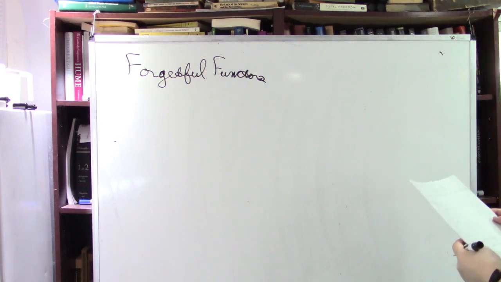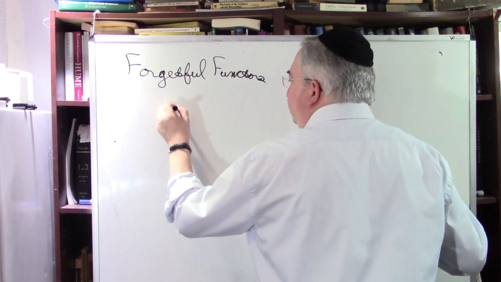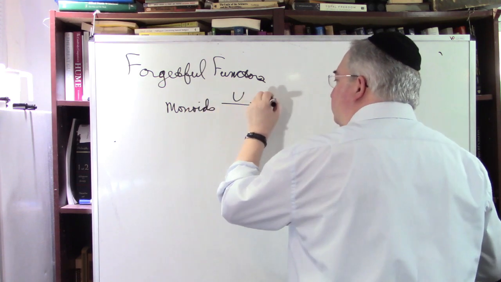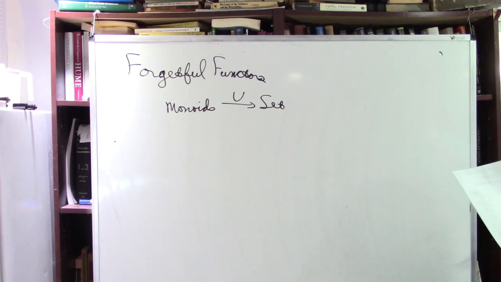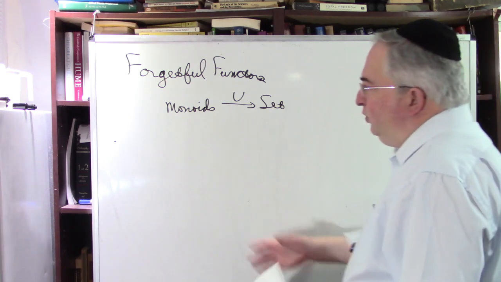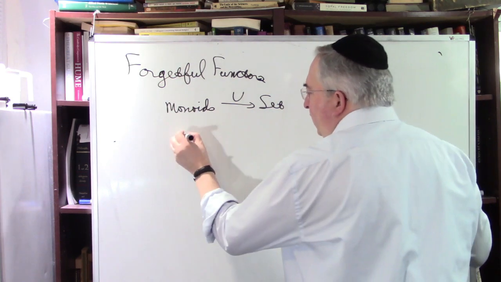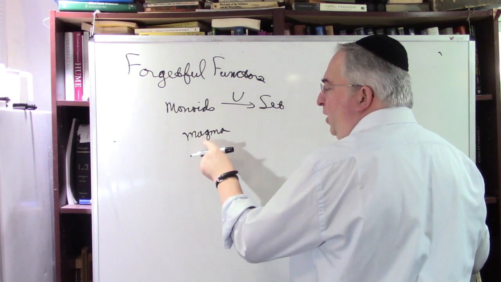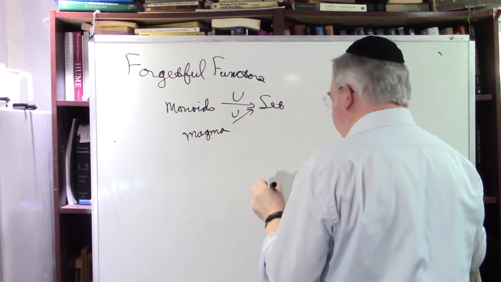We already saw one type of forgetful functor, namely from monoids to set. What does it do? It forgets the extra structure in the monoids. Well, you know what? Magmas are what? They're sets with a multiplication. You can forget that multiplication too.